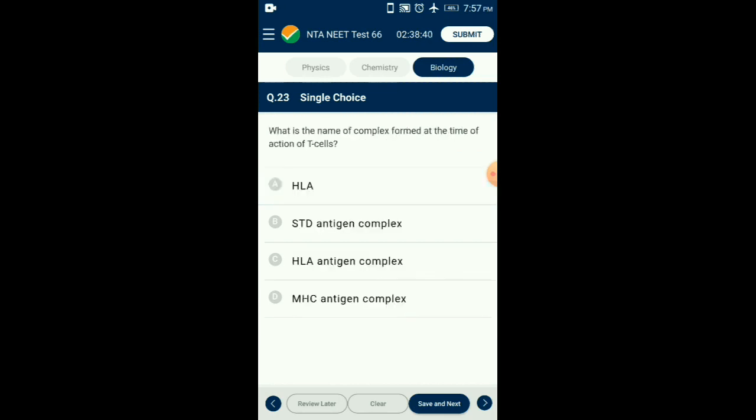Question number 23. What is the name of the complex formed at the time of action of T cells? T lymphocytes are involved in cell mediated immunity. T cells largely recognize proteins that have been processed within antigen presenting cells and presented on the cell surface in the form that is bound to a molecule known as major histocompatibility complex. So the answer is option D, MHC antigen complex. That means major histocompatibility complex.